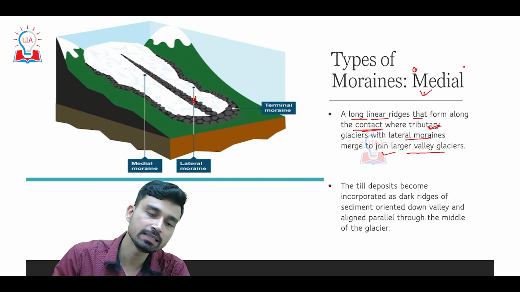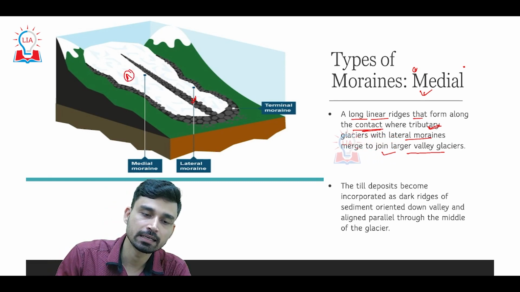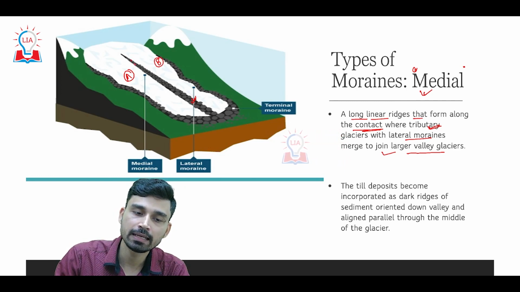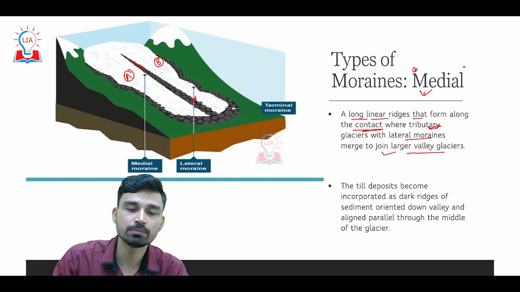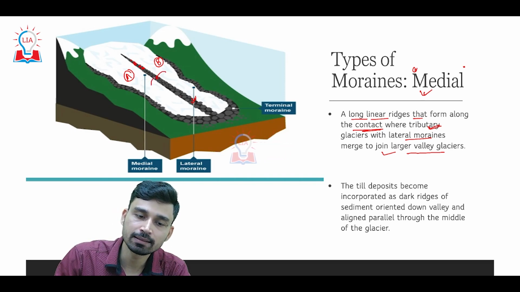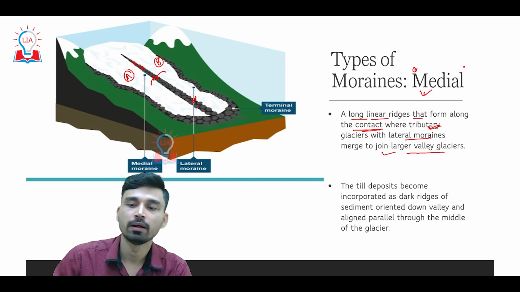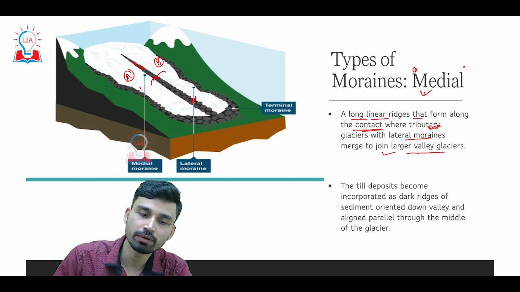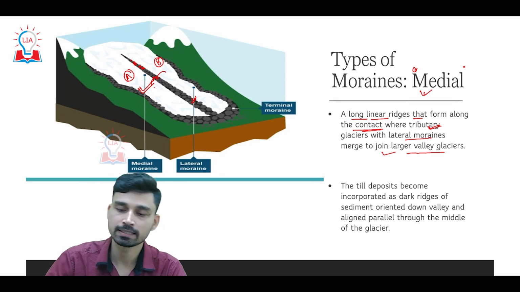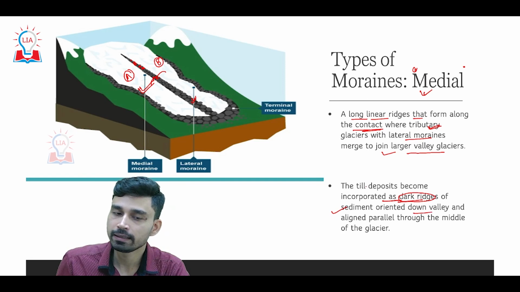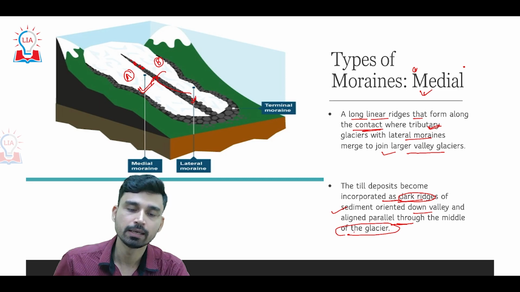What does it mean? It means, again, if you look at the same picture, this is glacier number A, this is glacier number B, and both these glaciers A and B carry a huge amount of rock fragments and sediments along with themselves, and so this is the side of B and this is also the side of A. As the moraines are deposited on the sides of A and B, they merge together to form a common moraine, and this common moraine is what we can refer to as a medial moraine. So we can say the till deposits become incorporated as dark ridges of sediment oriented down valley and aligned parallel through the middle of the glacier.